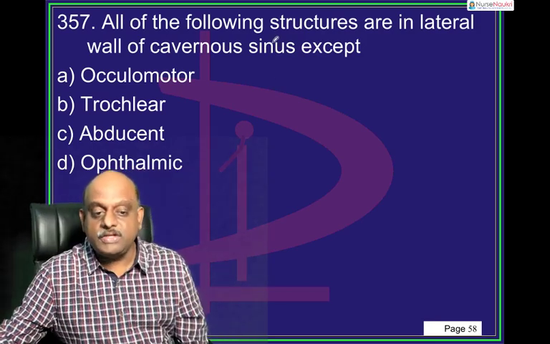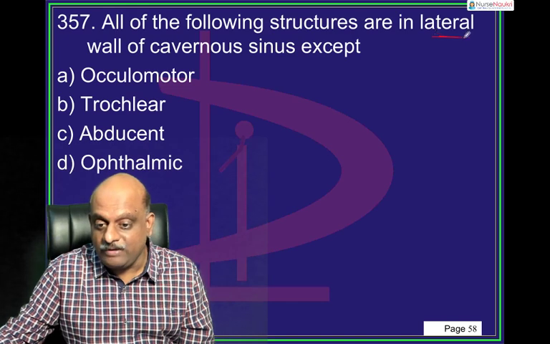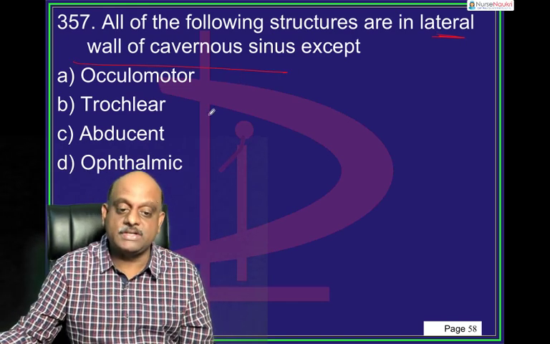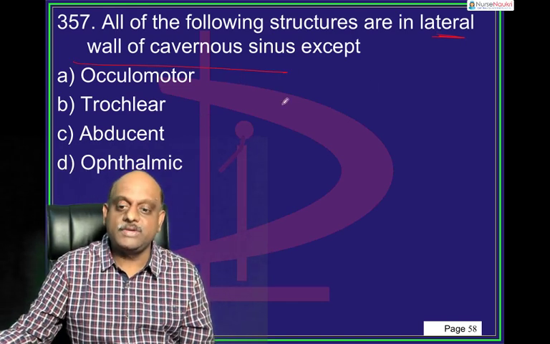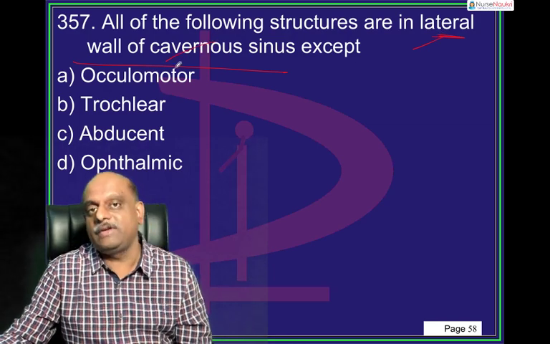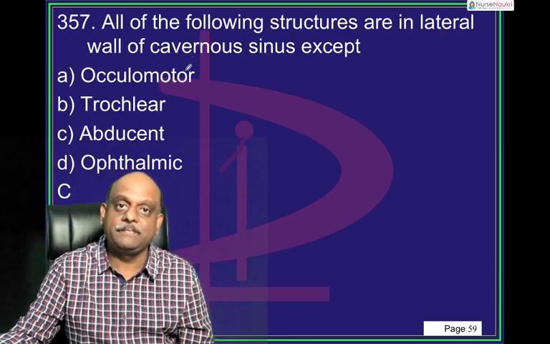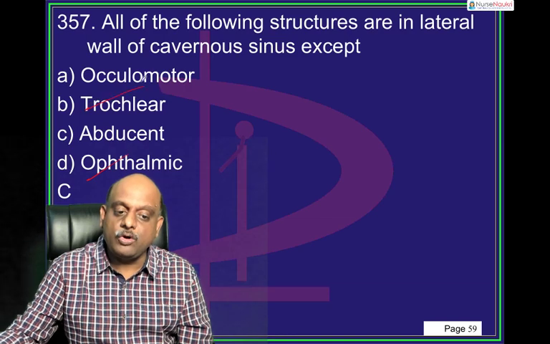Now these are all the structures which are in the lateral wall of the cavernous sinus. What are the structures which are there in the lateral wall of the cavernous sinus? Favorite question. Ophthalmic nerve, trochlear nerve and the oculomotor nerve.